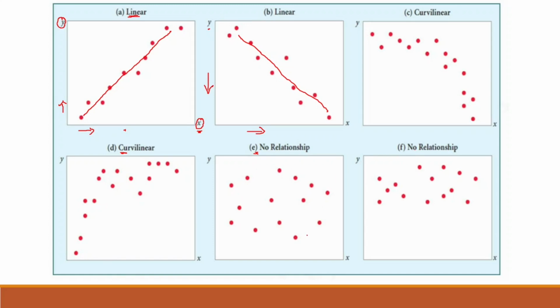As the data is distributed all over the place, I can say that there is no correlation at all. As I increase the x, y increases and also decreases, so I cannot find any relationship. The same applies with F.